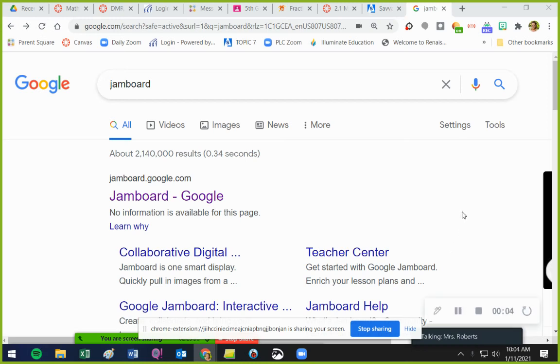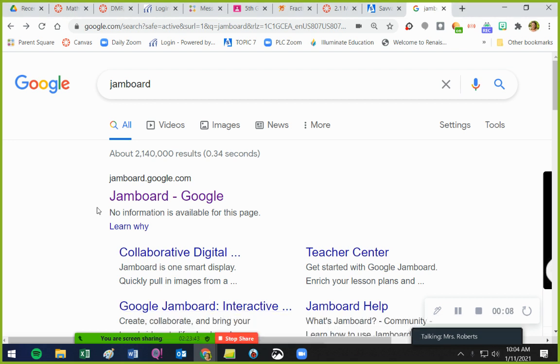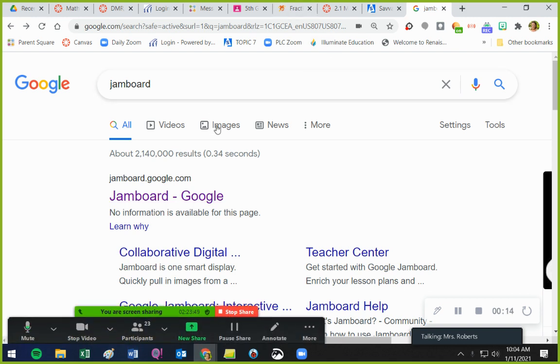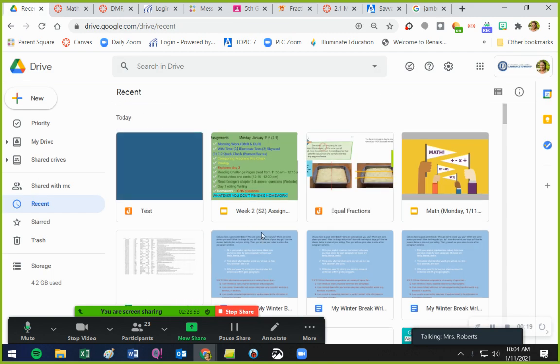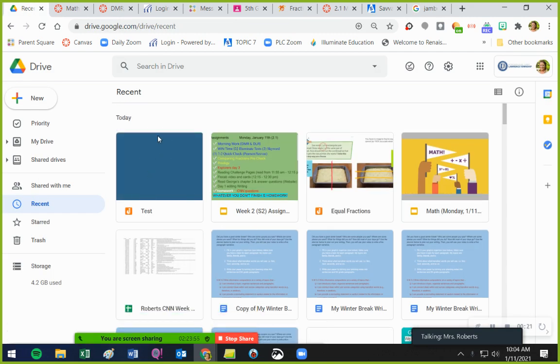All right, take about 45 more seconds to at least get the website pulled up. And the awesome thing is once you create a new one, it automatically goes into your Google Drive. At least I'm pretty sure it does. I know I can go back into my recents and here's the test one that I just made.